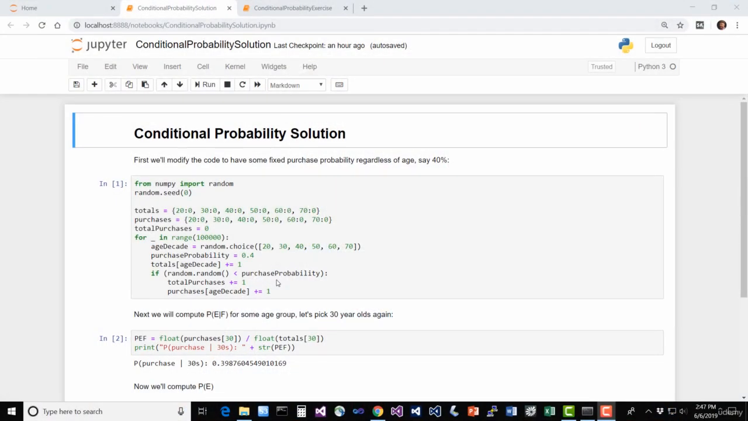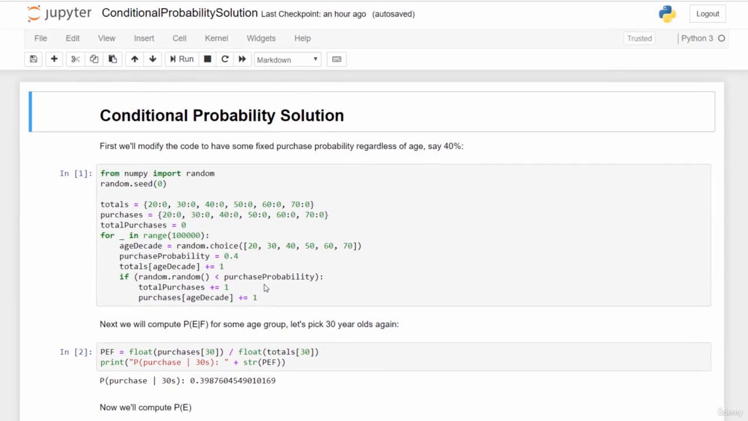Did you do your homework? I hope so. So let's take a look at my solution to the problem of how conditional probability tells us about whether there's a relationship between age and purchase probability in a fake data set. Let's go. Okay, let me walk you through my solution here, and this should be pretty straightforward.